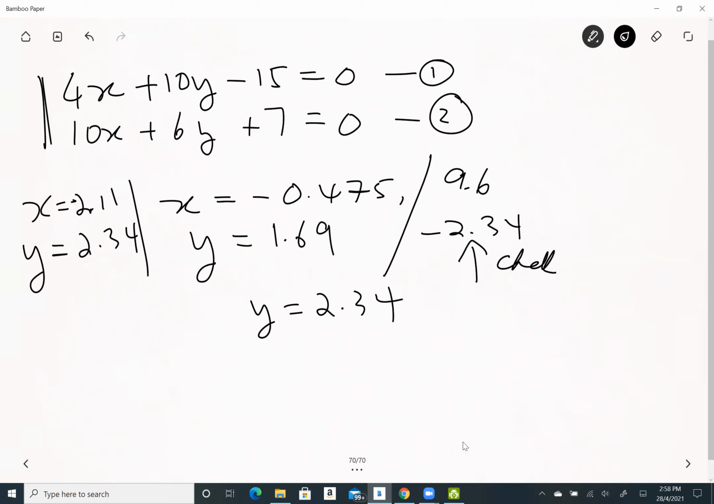Let me check. Y equal to 2.34, and then we put into the x. That will be equal to negative 10 times 2.34 plus 15, everything divided by 4. Let me see. So 10 multiplied by 2. Actually, sir, negative 2.1 is more accurate than negative 2.11. Okay, 2.34.